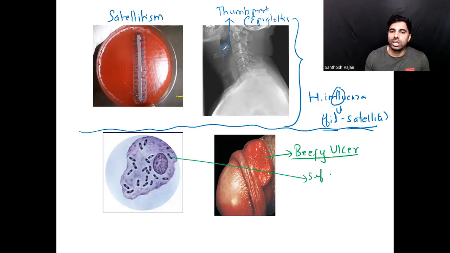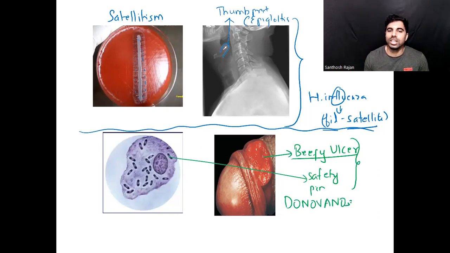So, a question has come on safety pin appearance. Does anyone like beef more? Safety pin. Donor. Mr. Donor. Donovanosis, another STD. Mr. Donor, what did he like? He liked beef. Okay. So Donor, remember it like that.